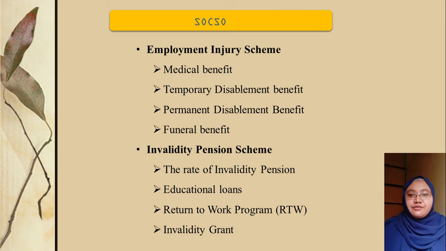For the Invalidity Pension Scheme, the benefit is the right of invalidity pension. Other than that, educational loan for the student who applies for it, and also the return to work program that can assist the worker. The fourth is invalidity grant.